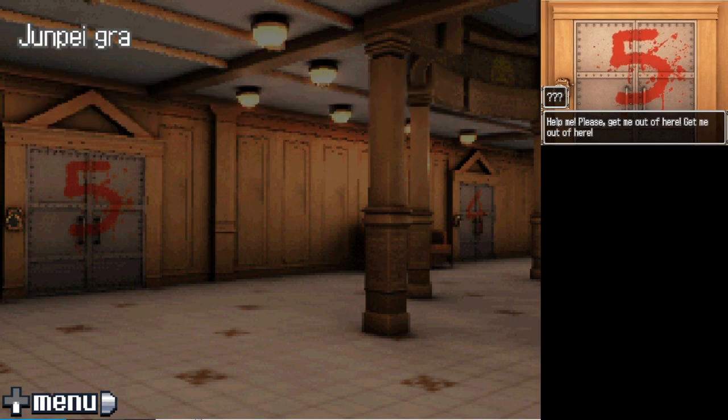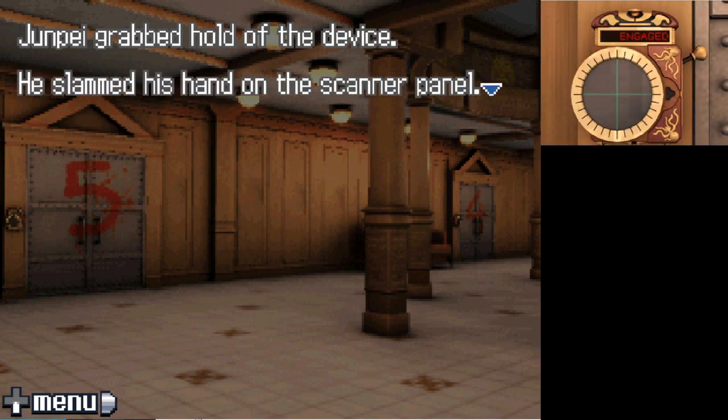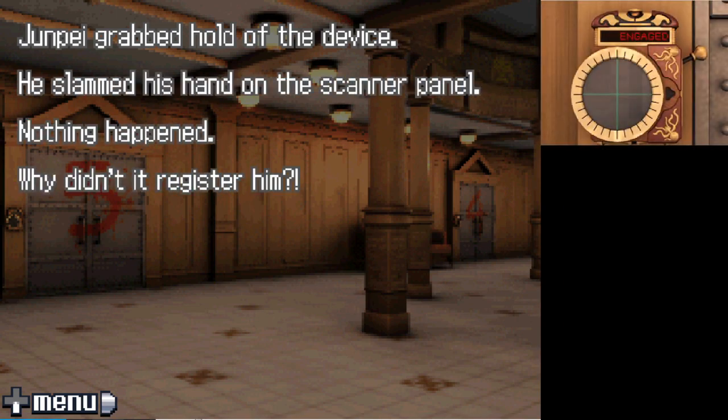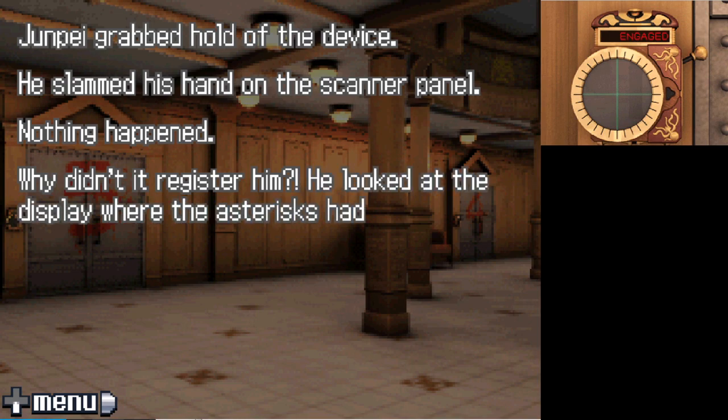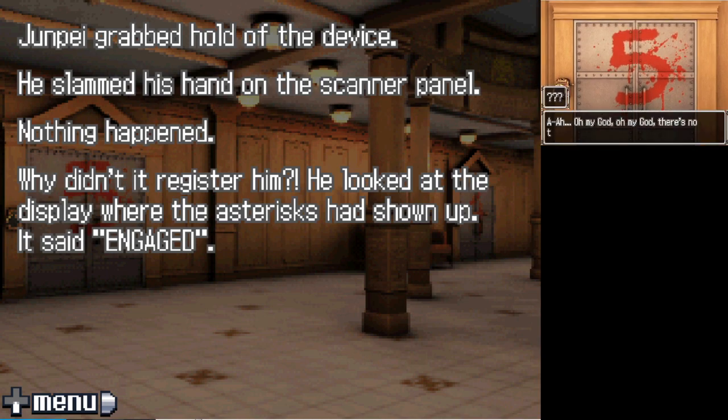"This is what you get." They grabbed hold of the device. He slammed his hand to the scanner panel. Nothing happened. "But didn't it register him?" He lifted the display where the asterisk had shown up. It said "Engaged." "Oh my god. Oh my god, there's no time left. Listen. I was lied to. He lied to me. He put me in here. It was him. He killed me. It was him." "Do what?"